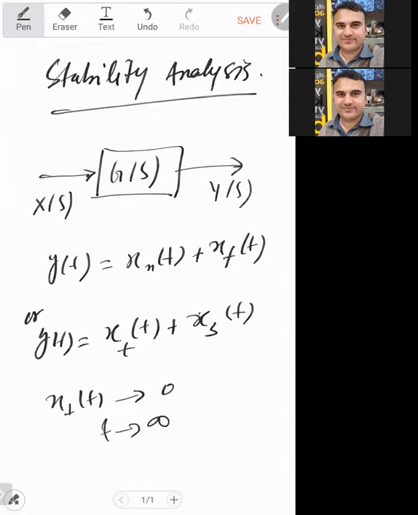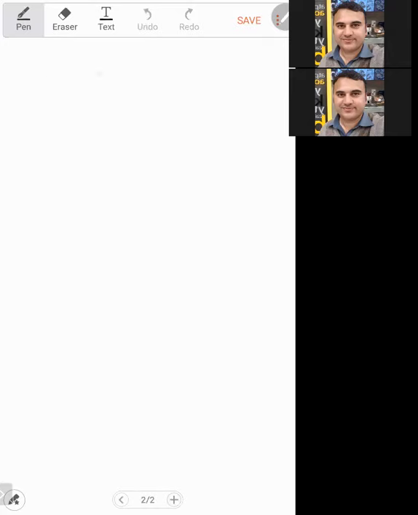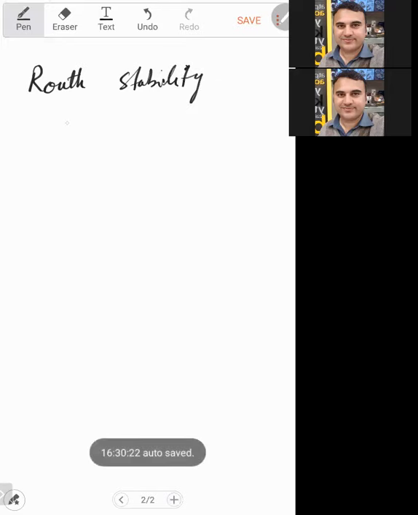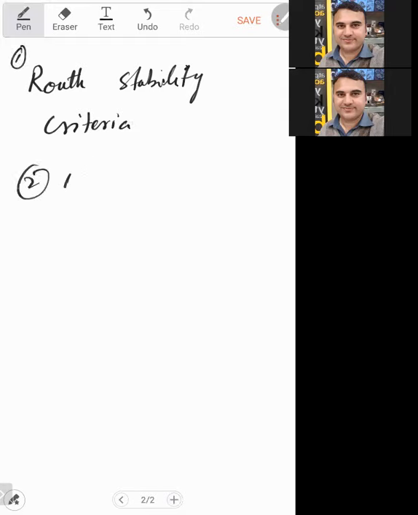Generally we have two methods to find the stability of the system. The first method is called the Routh stability criteria. The second method is called the root locus method.